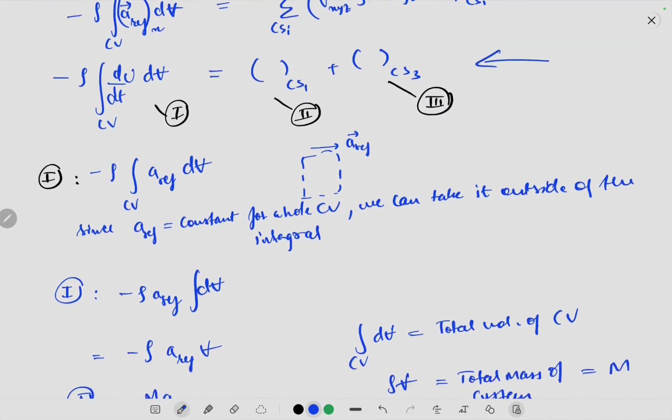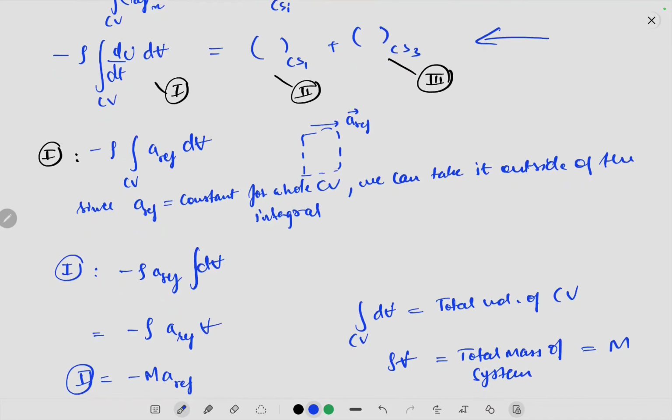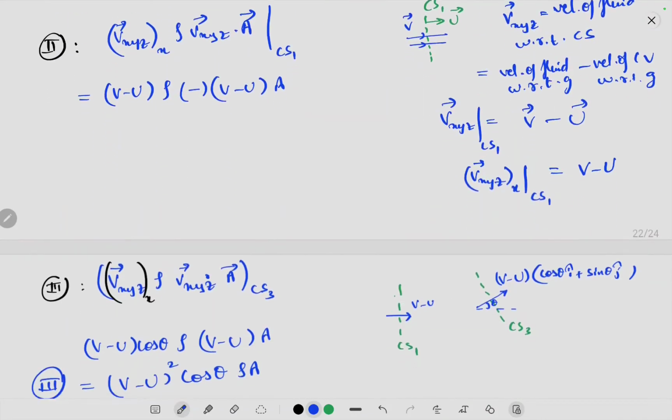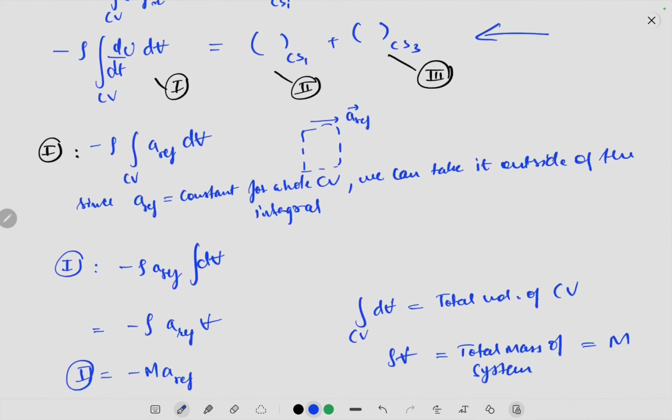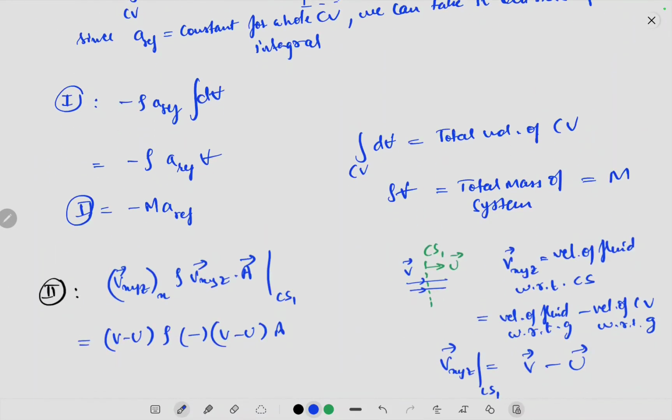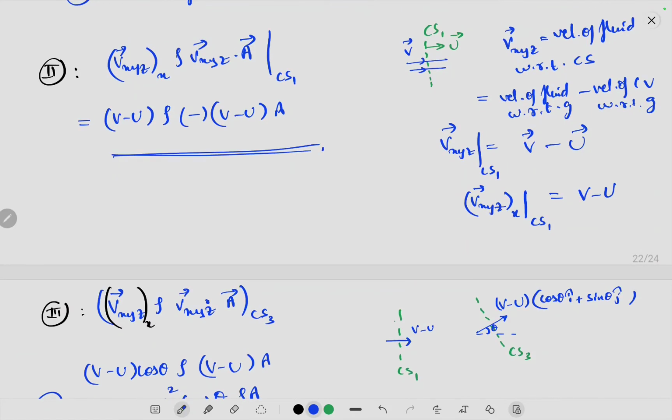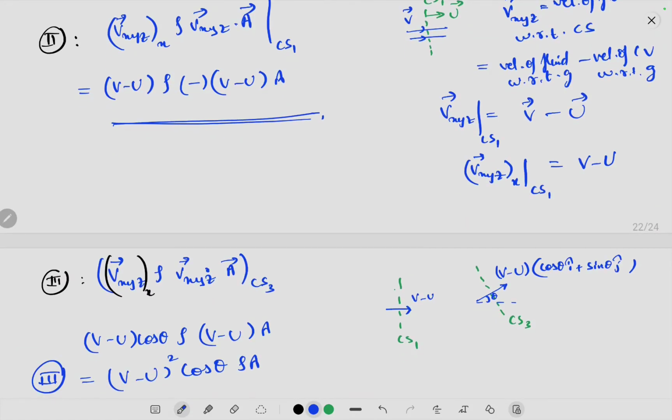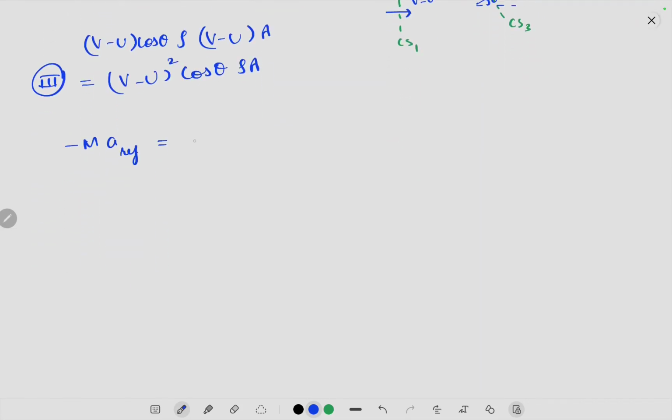In this equation, what is the first term? It is minus rho minus m times A reference, which is equal to the second plus the third. What is the second? The second is this thing, minus (V minus U) whole square rho A. And what is the third term? (V minus U) whole square rho A cos theta.